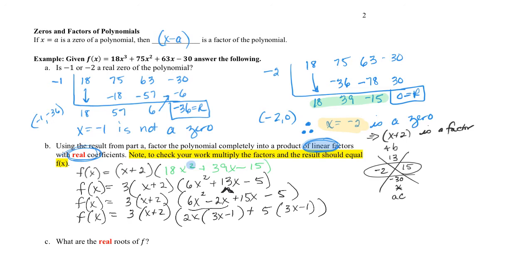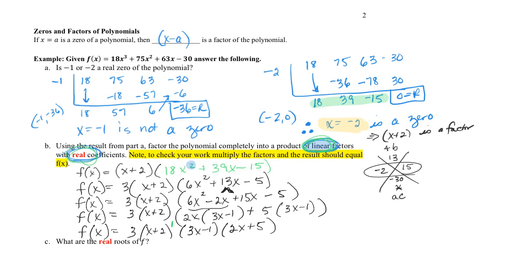It should all be in parentheses. f of x equals 3 times (x plus 2) times, these both have a common factor of 3x minus 1, so that can be factored out, times (2x plus 5). Now, everything has been factored into a product of linear factors with real coefficients.